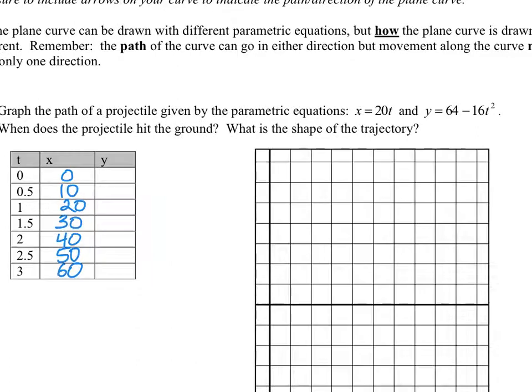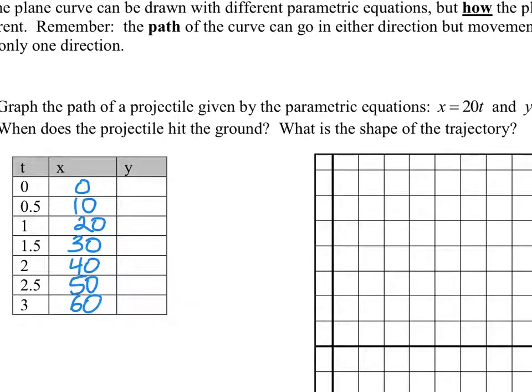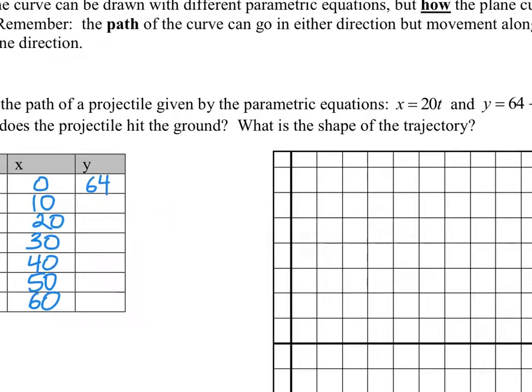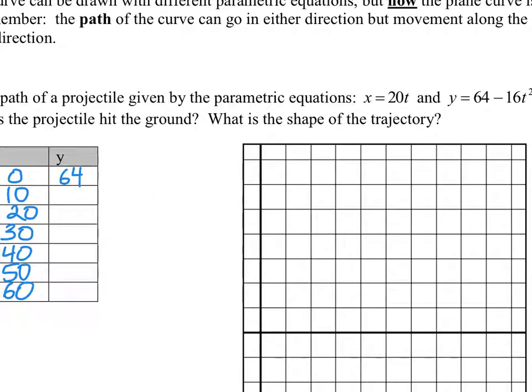That's kind of nice. Then we're subtracting 16 times t squared from 64. All right, so if I'm starting at t equals 0, I'm not subtracting anything from the 64. For the second one, 1/2 squared is a quarter. A quarter of 16 is 4. So 64 minus 4 is 60.